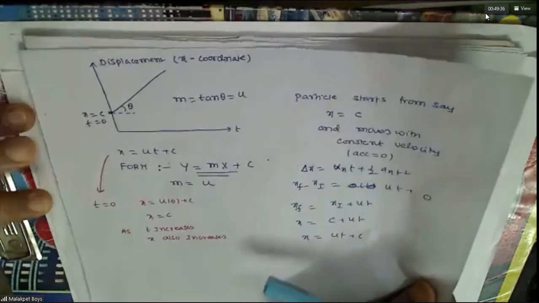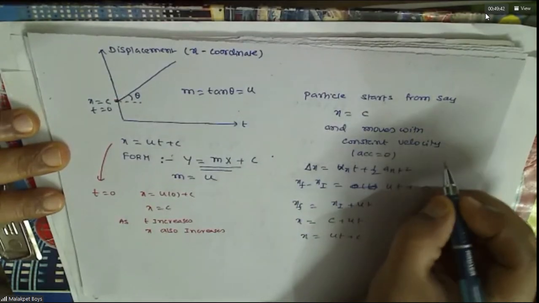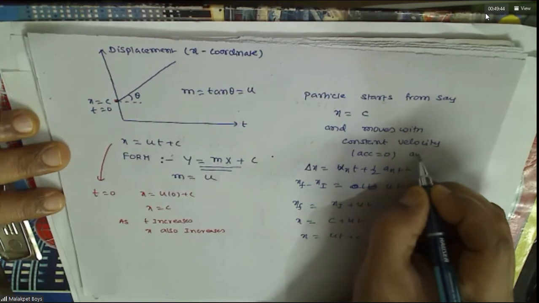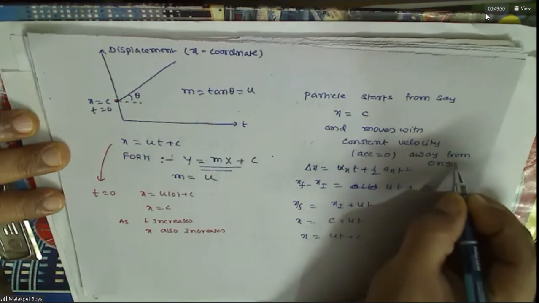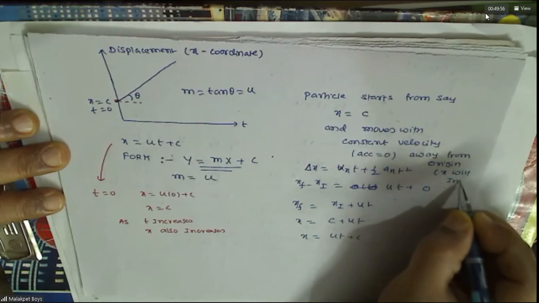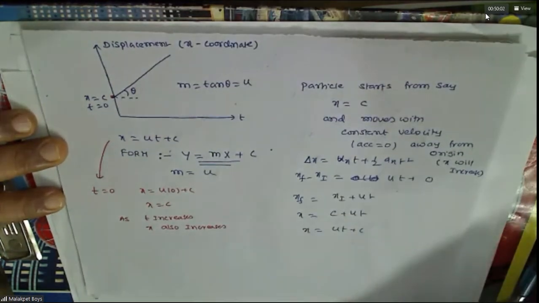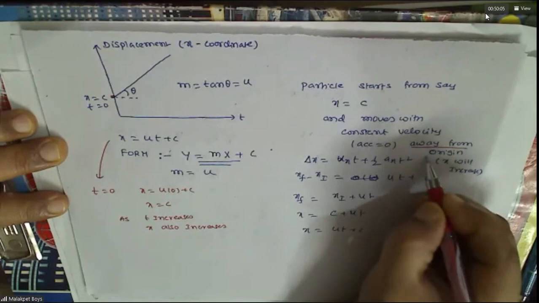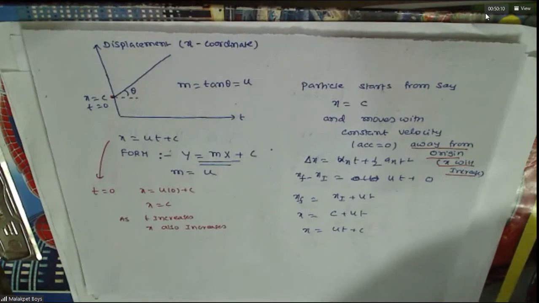See, suppose the particle moves with constant velocity away from the origin. Then what will happen? X will increase now. Add this small point. Add this to the previous one. That is the reason why you are getting x as increasing. Understood this?